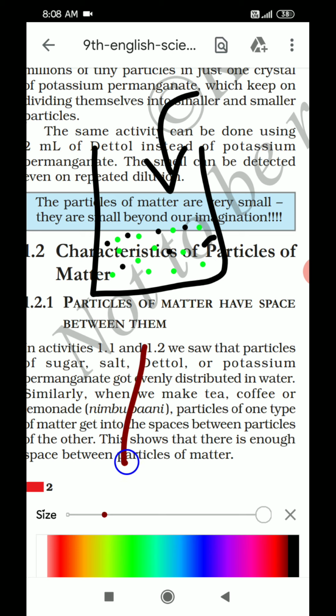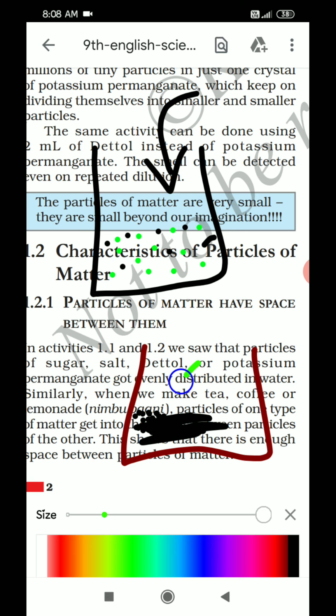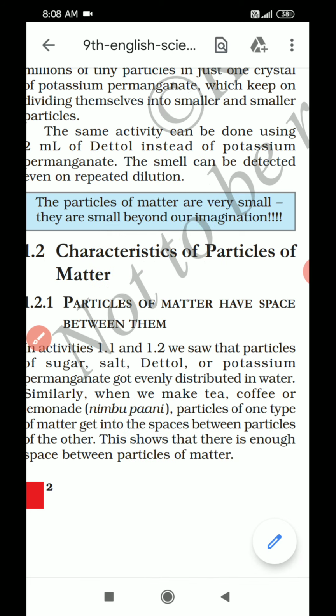Supposing the water particles did not have any space like this, then your salt would not have been accommodated. Since it has space like this, your salt has been accommodated in the space between the particles of water. From this experiment I can say that all particles have some space between them. So this is the first characteristic of particles of matter.